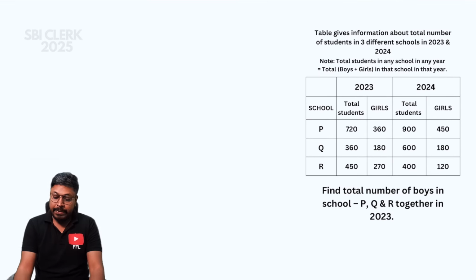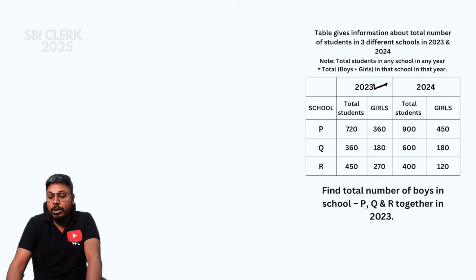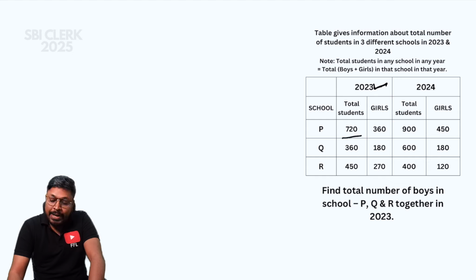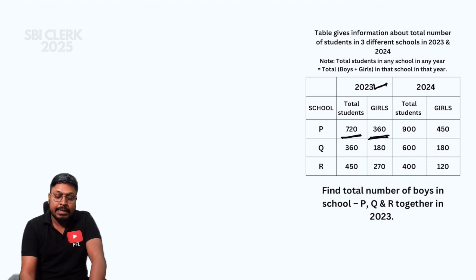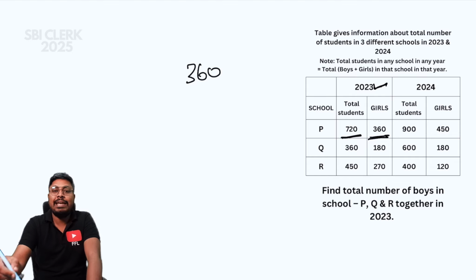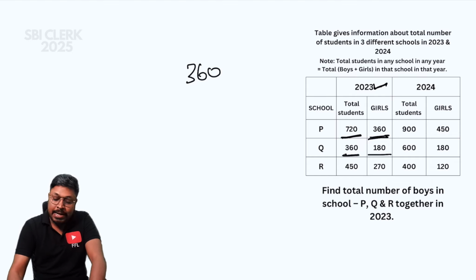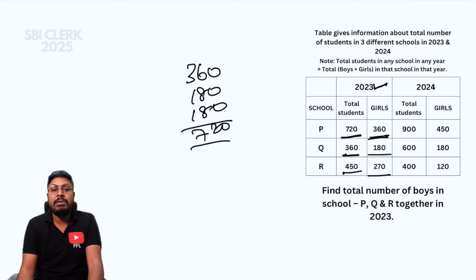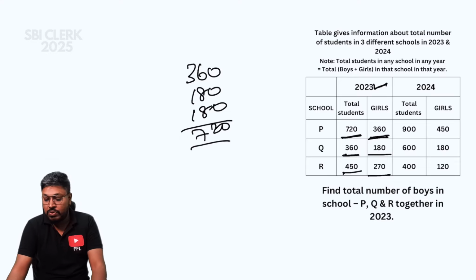So next question. Find the total number of boys in school PQR together in 2023. So here for 2023, we have to find what is the total number of boys in all the three schools. See, we know the girls, right? So if 720 is total, 360 is girls, then remaining 360 will be boys. So similarly calculate for other thing. So 360, 180, so remaining 180. So 450, 270, remaining will be 180. So when you add all the resultant value will be 720. So 720 will be the total number of boys in all the three different schools.